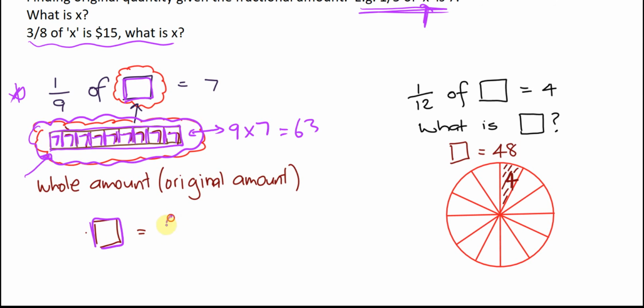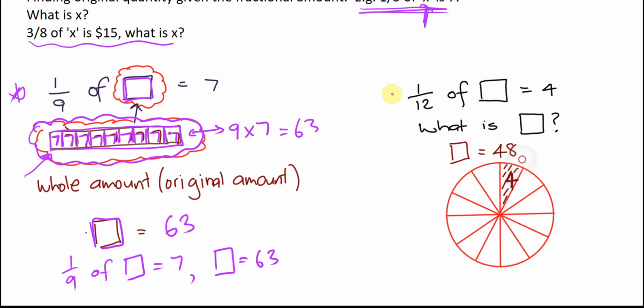is equal to 63. So if we were to write that 1/9 of what? Of something is equal to 7. Therefore, that original amount is 63. Okay, let's have a look at another example here.